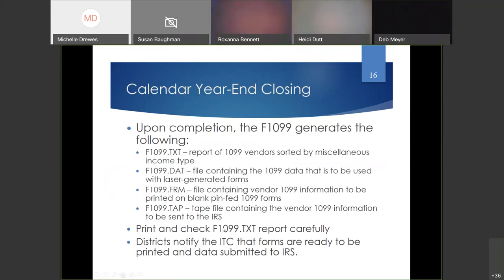So look over that F-1099 report carefully. The districts should be looking at that to make sure there are no errors. And if everything looks good, they're basically going to notify you somehow, telling you that the 1099s are ready to be printed. I'm assuming most of you do the printing for your districts and that the data is ready to be submitted to the IRS.